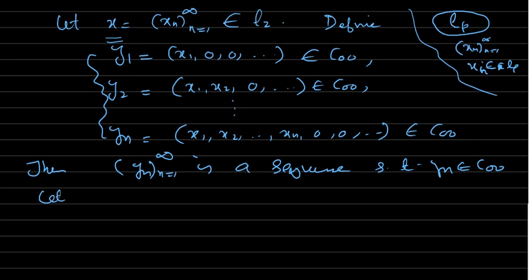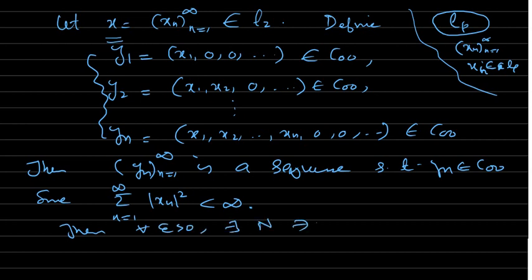So let's start with this. Since the summation of mod of xn square, n runs from 1 to infinity, is a finite thing, then for each epsilon positive, there exists N such that the summation n runs from N plus 1 to infinity of mod xn square is less than epsilon.